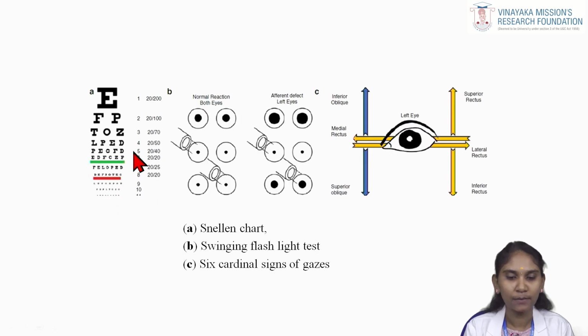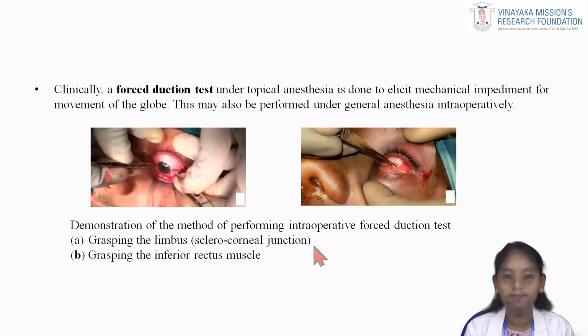So this is a Snellen chart, picture A demonstrating, can you see the letters and see the numbers? The second is the swinging flashlight test and the third is the 6 cardinal gazes, your eye movements, okay. Next, a force duction test. Clinically, a force duction test is performed under topical anesthesia to elicit the mechanical impediment for the movement of the globe. This may also be performed under general anesthesia intraoperatively.